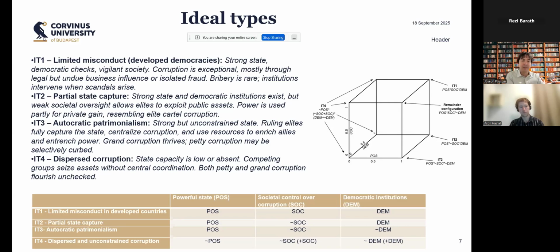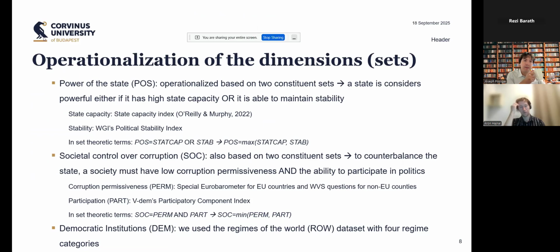Yeah. Thank you. So we have the three dimensions, then we proceeded to operationalize the dimensions.